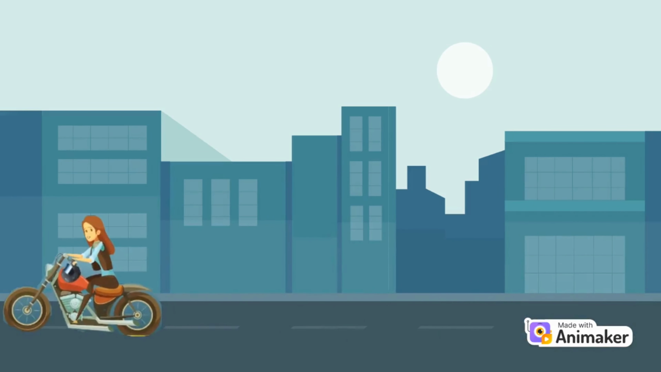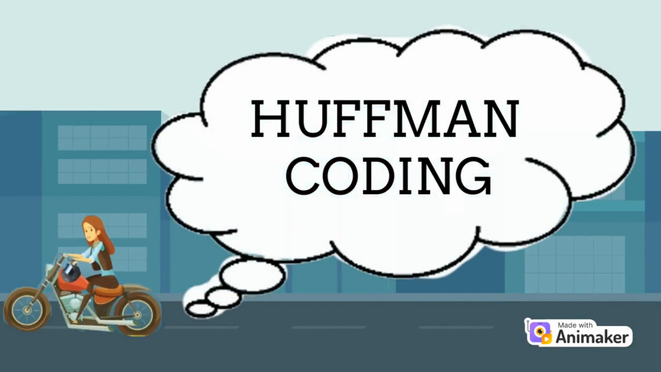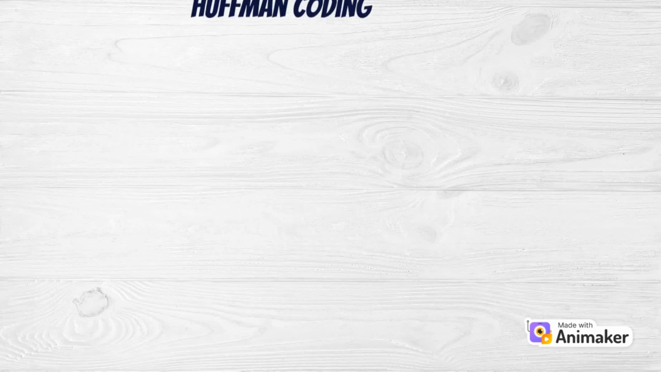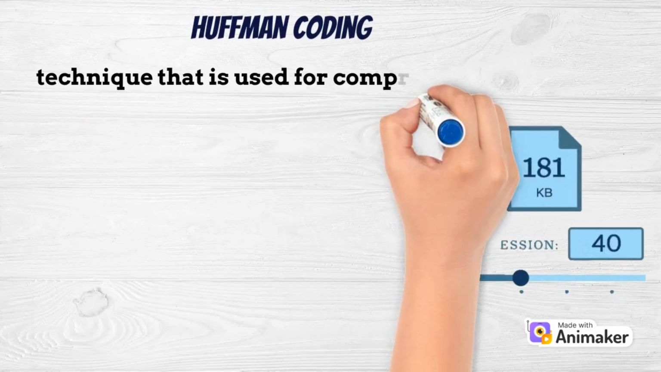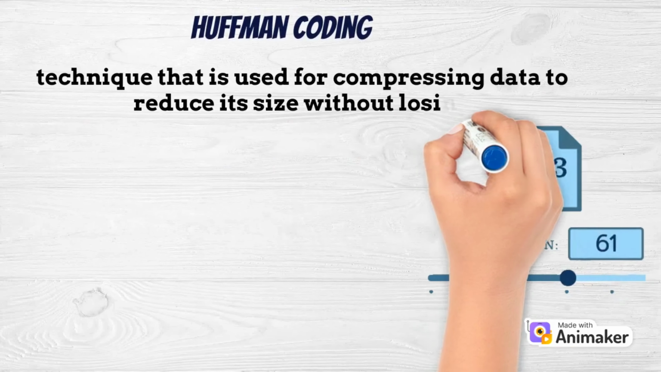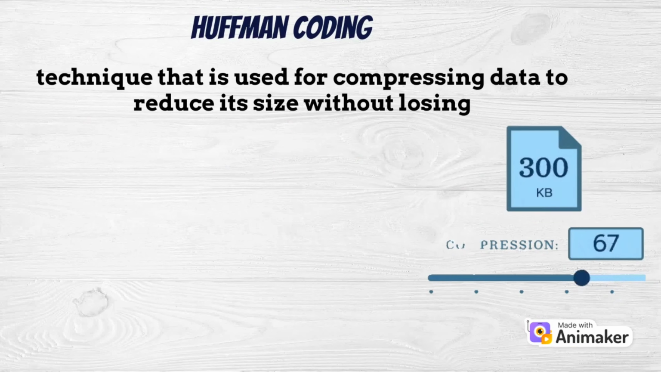This topic is about Huffman coding. Let's get into the topic. First of all, what is Huffman coding? It is a technique which is used in compressing the data to a smaller size without losing the details of the original data. Huffman coding is generally used to compress the data which consists of the frequently repeating characters.